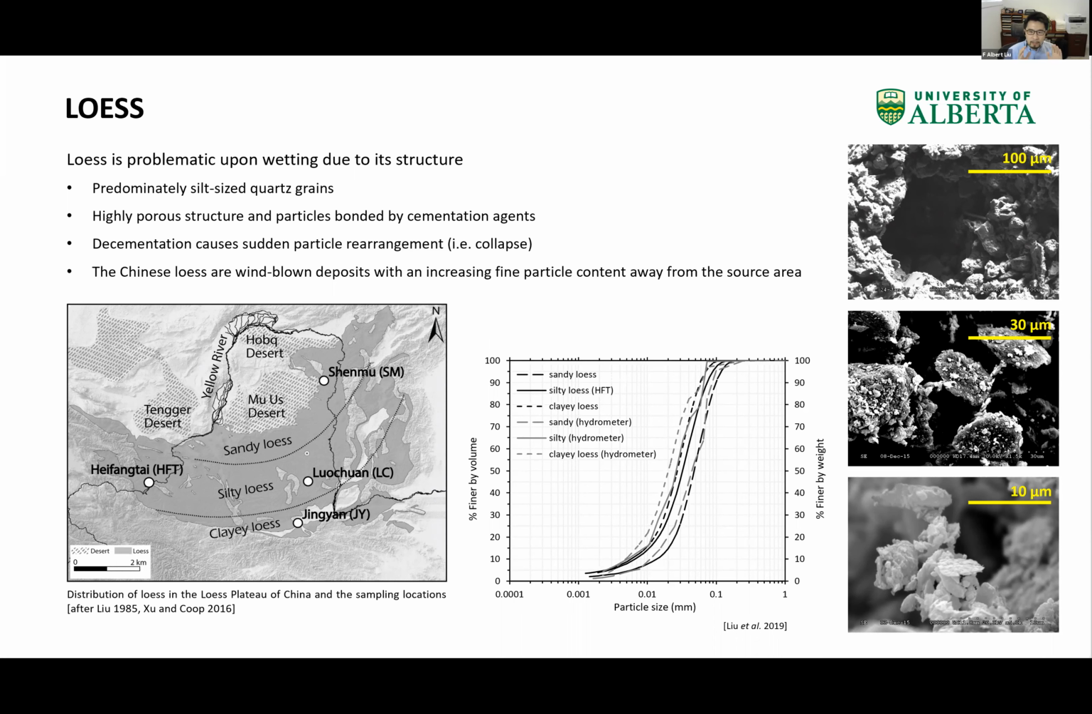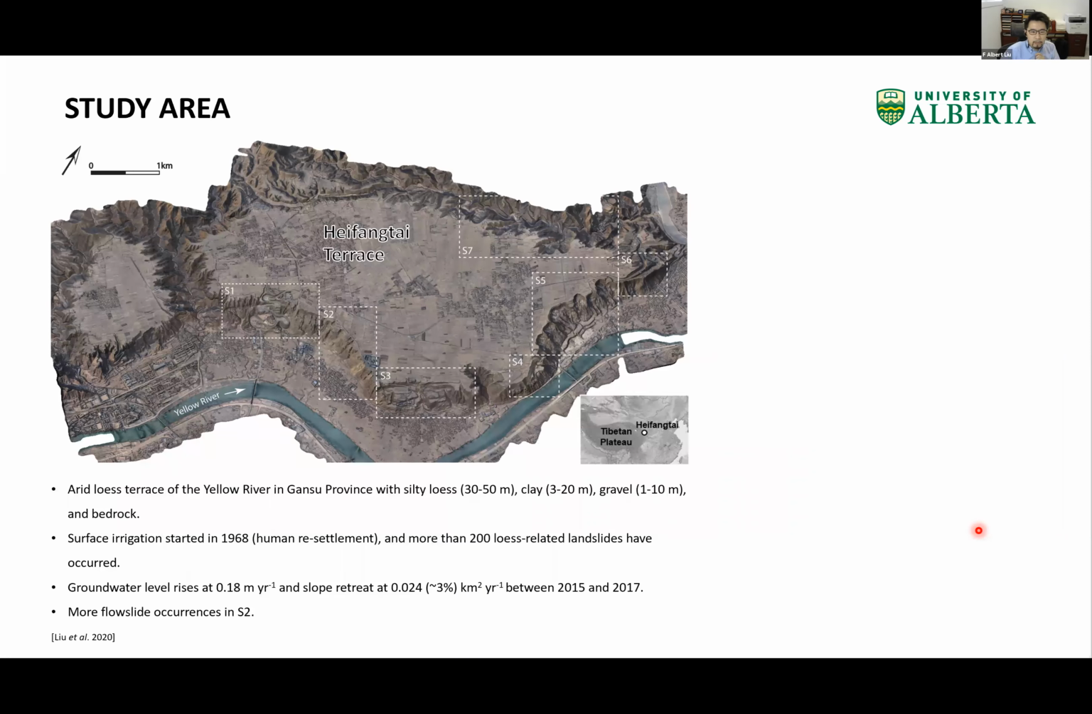For this particular type of loess, which is the Chinese loess, it's a windblown deposit with increasing fines content moving away from the source material. Therefore they are termed clayey loess and silty loess. And you can see here clayey, silty, and sandy loess. But in general, as you can see from the grain size distribution on your right, they're still predominantly silt-sized material. And from the SEM images on your very right, you can see representative cases where the particles are bonded by the salt bridges here, and then you can zoom in a little bit and see the salt here.